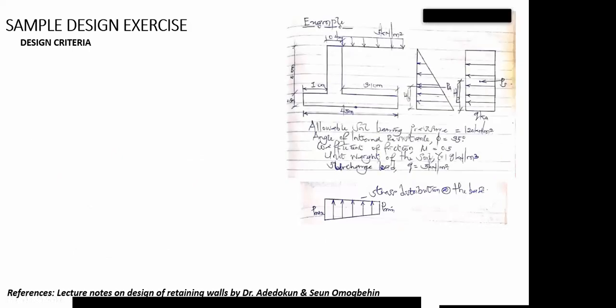Now, personally, I think this is the most confusing part in the design of the retaining wall. So I'll try to take this slowly. Factor of safety against bearing capacity failure. Now, we are given our allowable soil bearing pressure, which is what? 120 kilonewton per meter square.